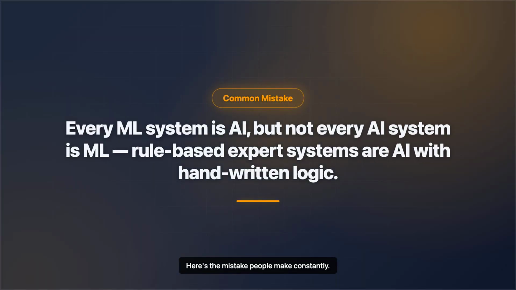Here's the mistake people make constantly. They use the words AI and machine learning as if they mean the same thing. They don't. Every machine learning system is AI, but not every AI system is machine learning. A rule-based expert system that follows thresholds a human wrote is absolutely AI. It just lives in the outer circle because nothing was learned from data. The nested picture makes this impossible to confuse. Machine learning is a smaller circle sitting inside AI, never the same size.